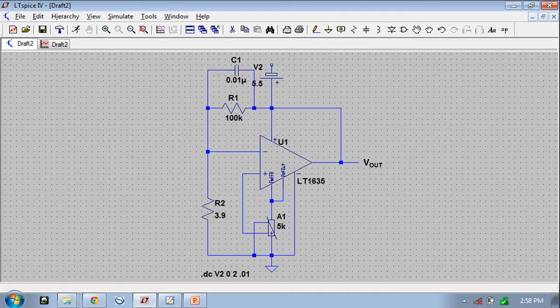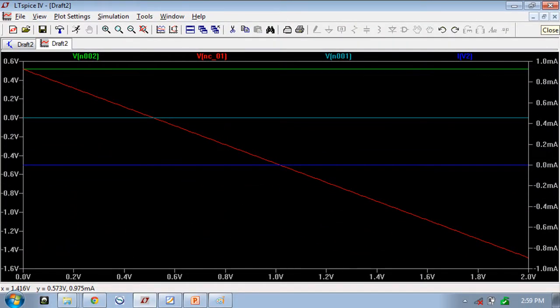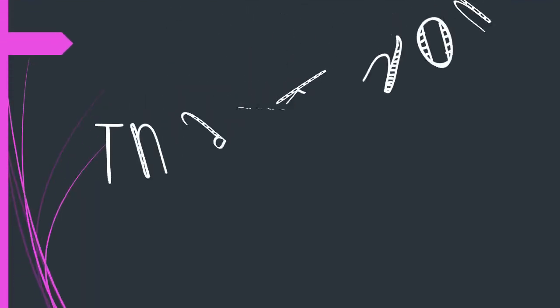As we can see, the voltage in the reading is as low as 0.6 volts, and it goes up to 1.2 volts. And that ends our presentation.